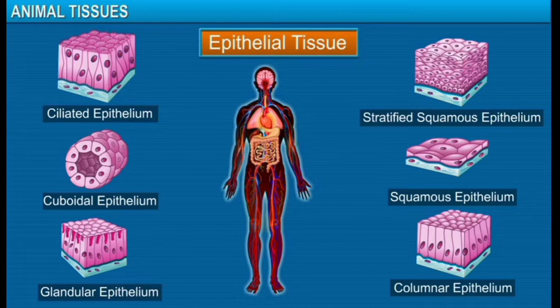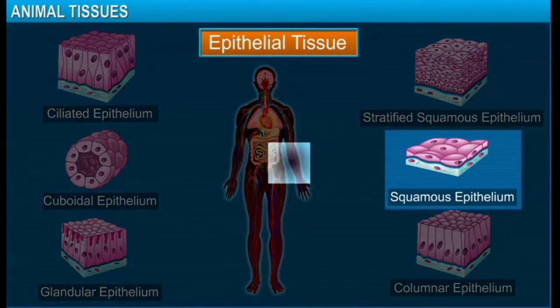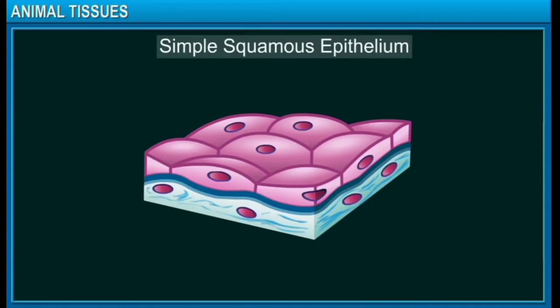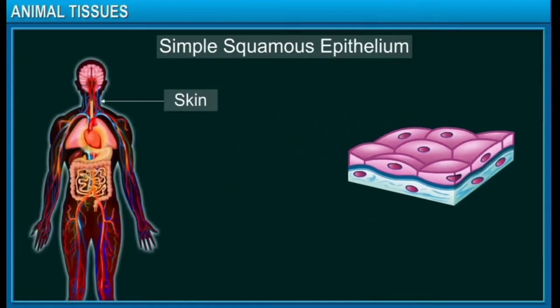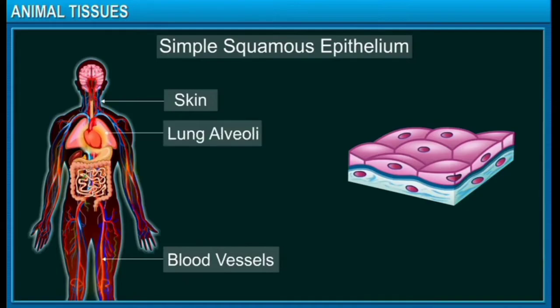Let's first look at the squamous epithelium. The simple squamous epithelium has flat and thin cells. These cells group together and do not have intercellular spaces. They are found in the outer layer of the skin, lining the cavities of ducts, blood vessels, lung alveoli, and the chambers of the heart, and provide mechanical support.